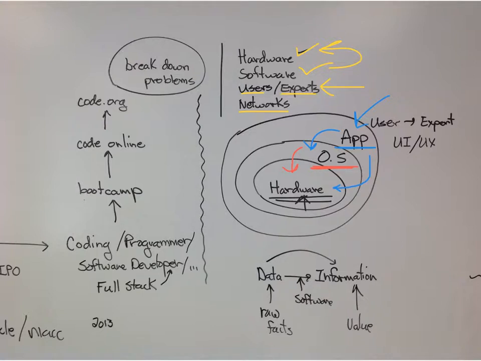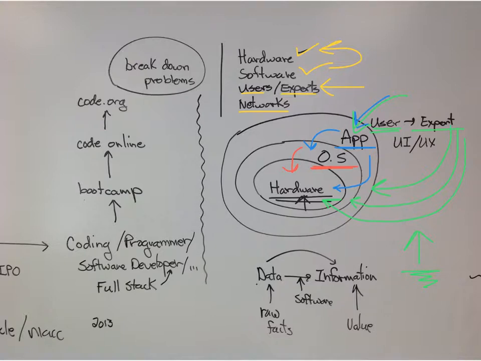And then we have our users and experts. They communicate typically with the app, especially the user. Now the expert, we would like the expert to be able to not only develop and communicate with apps, but know a little more about the operating system and know a little more about the hardware. The more you know about those, the better you'll be able to deal with technology.